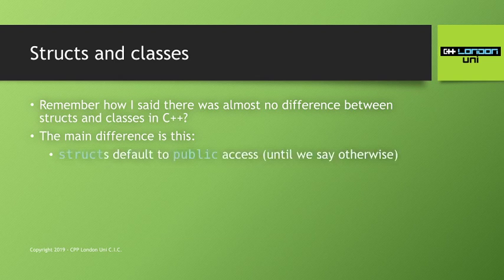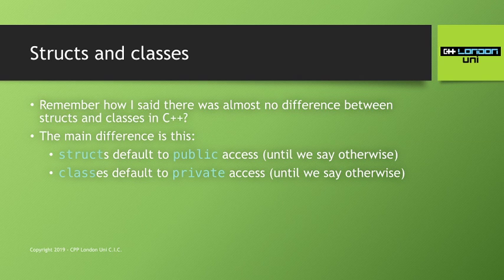The main difference is in the defaults. A struct defaults to public access. If you use the struct keyword to define your type, then by default, everything that you write in there is public. The reason for that is compatibility with C, because C has no notion of private and protected and what have you. But it does have structs. We want to be compatible with C, so we have the same behavior.